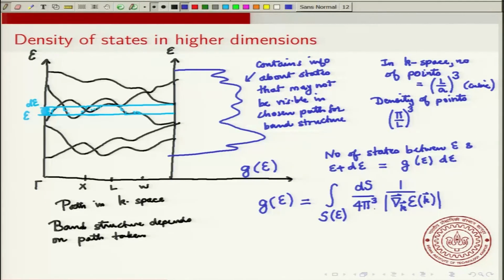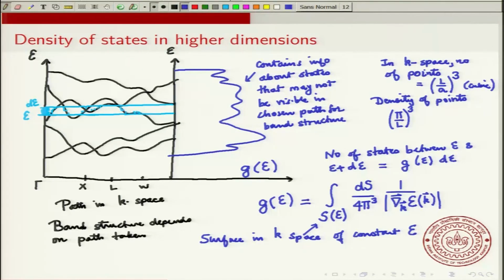So, the number of states can be expressed as a surface integral. This is a surface of constant epsilon. So, this is actually a surface in K space of constant energy E, and so this g of E is written as an integral, and this integral is over this surface.